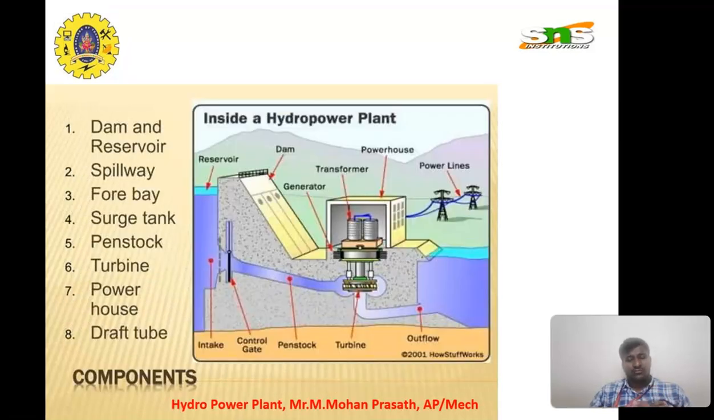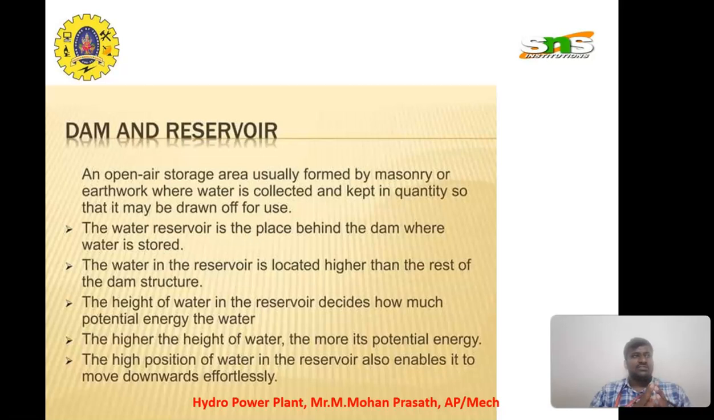Next, we will see the components of the hydropower plant. The components of the hydropower plant are dam and reservoir, spillway, surge tank, penstock, turbine, powerhouse, and draft tube. First, let us see the dam and reservoir. The dam, the first and foremost requirement, was the dam.